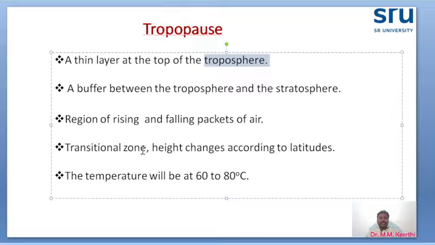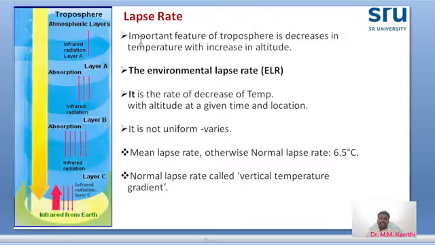This is a transitional zone. Its height changes according to the latitude; based on the latitude, the tropopause height will change. The temperature will be around minus 60 to minus 80 degrees Celsius, and temperature starts to increase in this region. Here we are going to discuss some important areas: lapse rate, adiabatic lapse rate, and temperature inversion. We will see all of these.